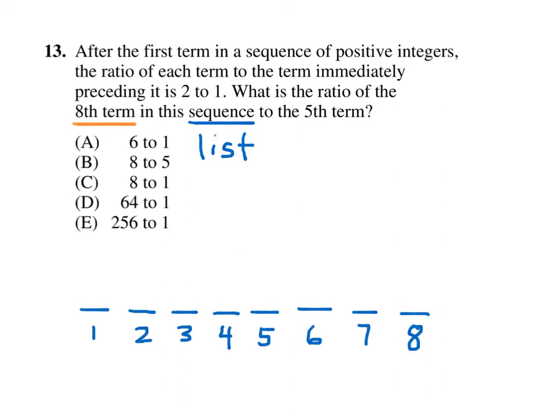Now we've got to actually read the question at some point, and we're told after the first term in a sequence of positive integers, the ratio of each term to the term immediately preceding it is 2 to 1. Whenever we're presented with a ratio, we have to pay careful attention to the order in which things are stated, because that tells us mathematically what's happening. So each term to the term immediately preceding it is 2 to 1.